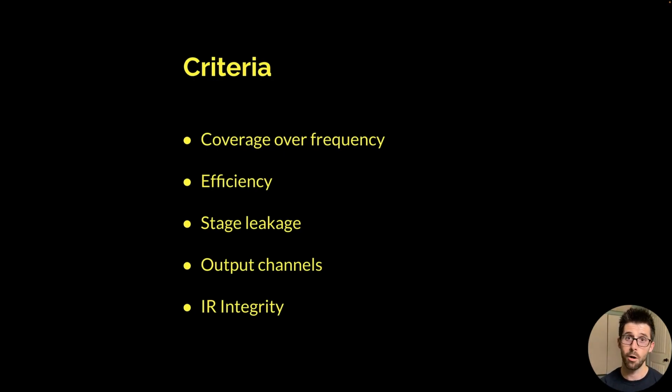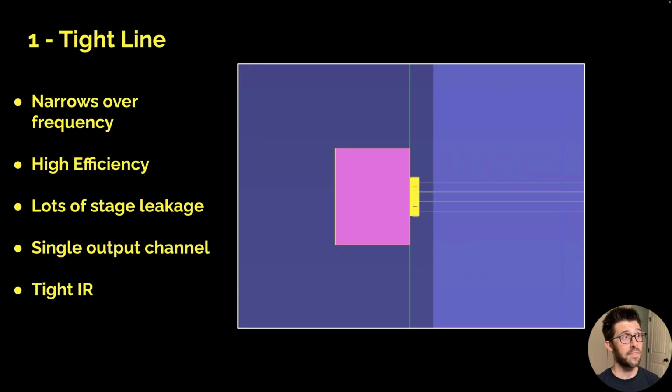All right, so let's jump into our first array. First up, we've got the tight line. It narrows over frequency. It's very efficient since they're all close together. We have lots of stage leakage since we don't have a cardioid setup and it's very close to the stage. It can be driven on just a single output channel. You could daisy chain between subs, but they're just driven from the same signal. It has very tight IR since they're close together and we have close arrival times.